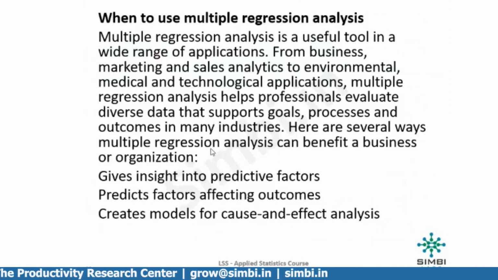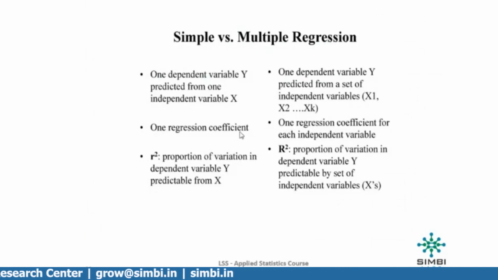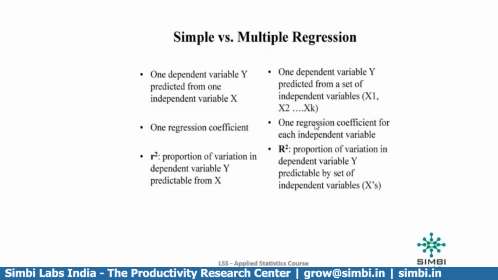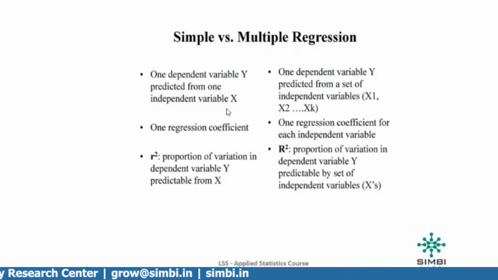Also, in multiple regression, we use one regression coefficient for each independent variable: for x1, x2, for age, for education, and for working hours. For each independent variable, we use one regression coefficient. In simple linear regression, only one regression coefficient is used.